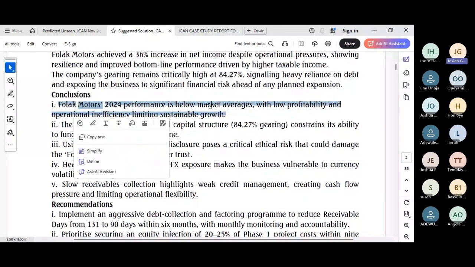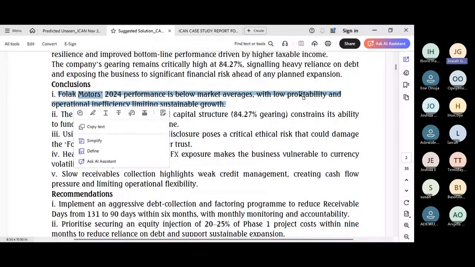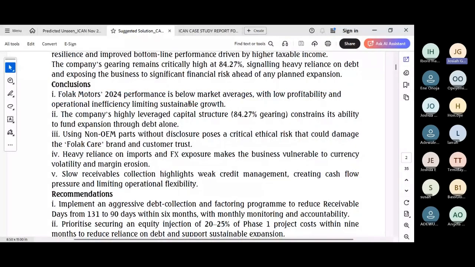We said performance is below market average with low profitability and operational inefficiency limiting sustainable growth. Now the company's high leverage structure, we spoke to that shortly. The original equipment manufacturer parts issue, we spoke to it, we concluded on it. Heavy reliance on import, we spoke to that. Slow receivables, in short form. So if you give 4, you achieve superior achievement.